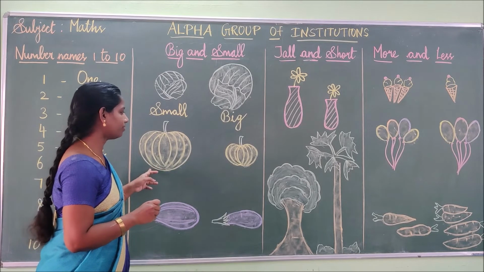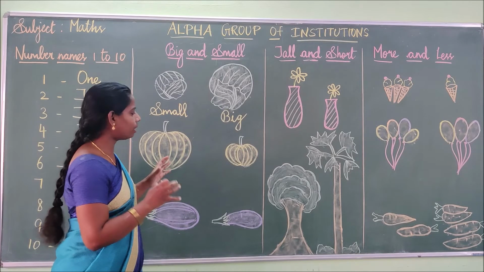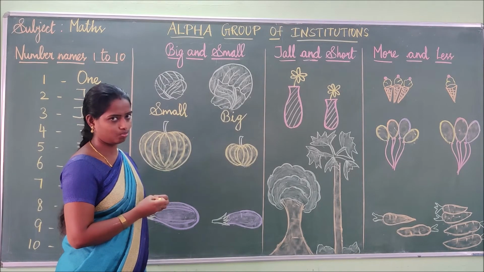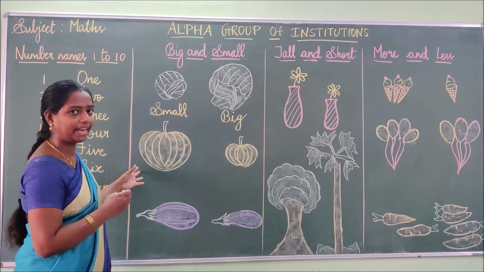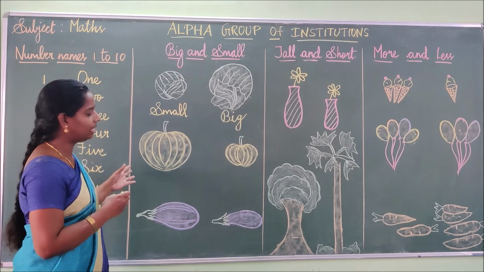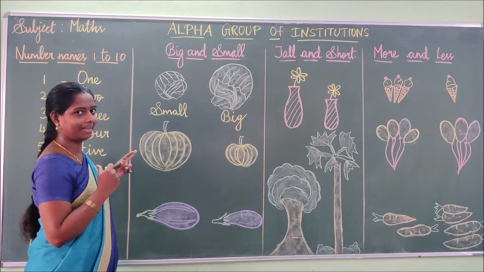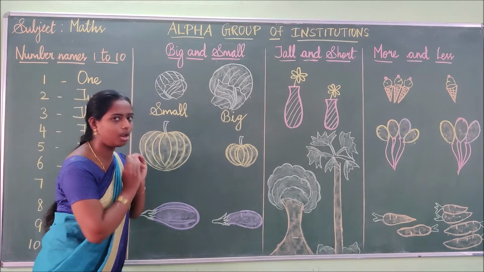What is it, children? It is pumpkin. From this you have to find out which is big and which is small. Which is big, children? By seeing this itself you can easily identify. Yes, see, it is a big pumpkin. It is big and this one is very small. So it is a small pumpkin.